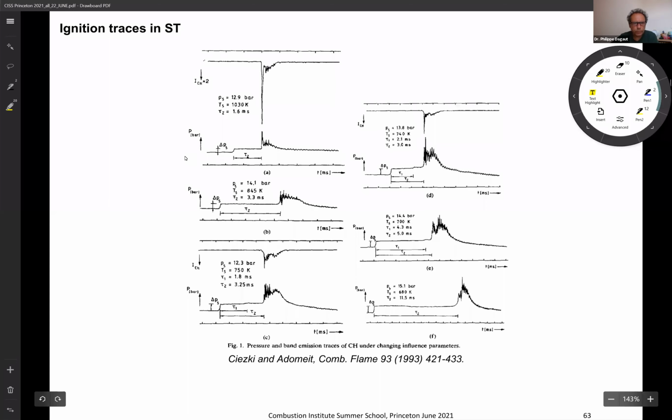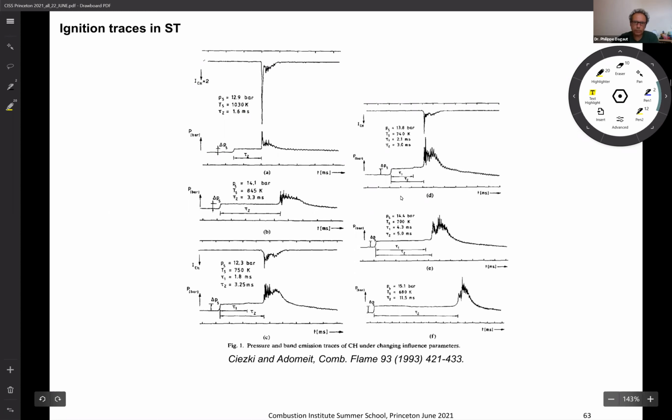But here you see the kind of signal you observe, and you have this little jump of pressure, which corresponds to the reflected shock waves, and then the delay until you get a signal. Depending on the conditions, you see that the quality of the signal is not always the same. So this is the way they can determine the ignition delay.